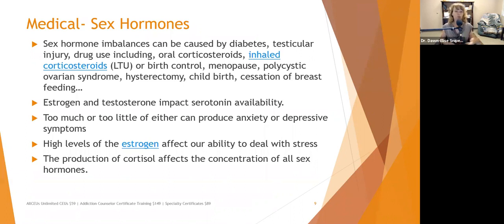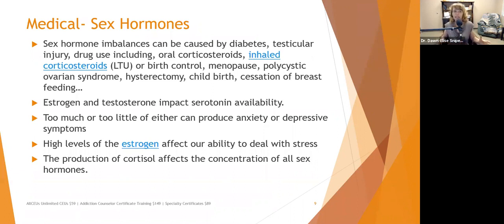Hysterectomy can cause sex hormone imbalances because once you lose the ovaries, that's a problem. Childbirth and cessation of breastfeeding. So we do want to be aware of what changes sex hormone levels, because that alters the levels of serotonin, norepinephrine, and dopamine in the brain, which obviously is going to impact people's mood. Estrogen and testosterone both impact serotonin availability. Too much or too little of either can produce anxiety or depressive symptoms.